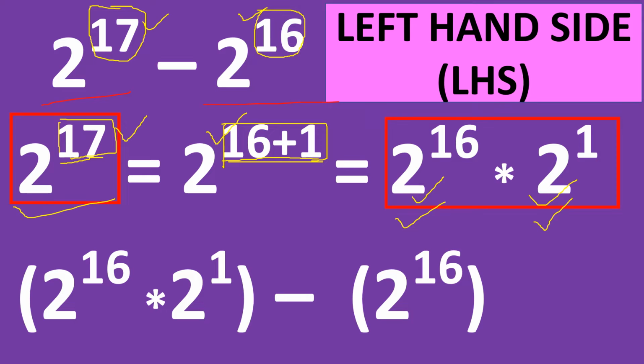So at the top, we have 2 raised to the power of 17 minus 2 raised to the power of 16. What we have done is to break down the 2 raised to the power of 17, and it is now 2 raised to the power of 16 times 2 raised to the power of 1. And that is what we have at the top left. Also, our 2 raised to the power of 16 at the bottom is what we have at the top. So what we have simply done is to get a different expression for the 2 raised to the power of 17.